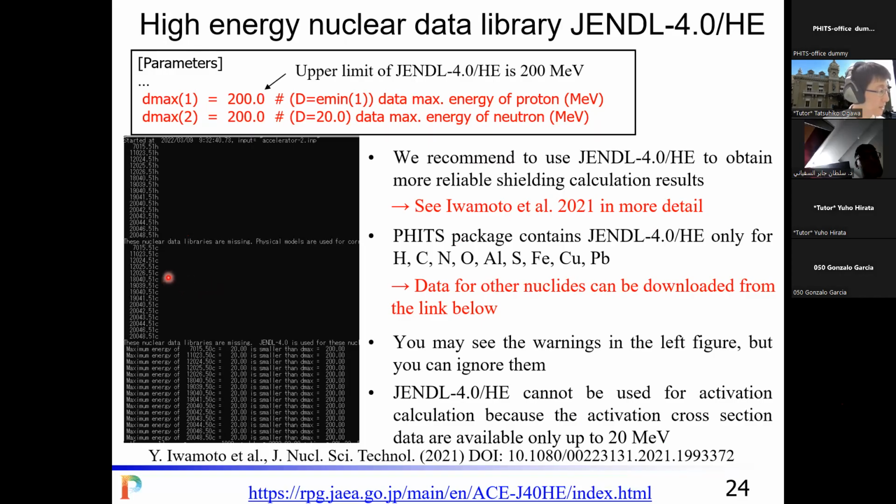And in this input file, you see warning messages like these ones because, for example, 11023.51.51c means the cross-section data for sodium, which is not present in the default package. That's why PHITS is nagging, saying these cross-section data are missing. Anyway, we don't have to care about it because what's important in shielding calculation are these elements.